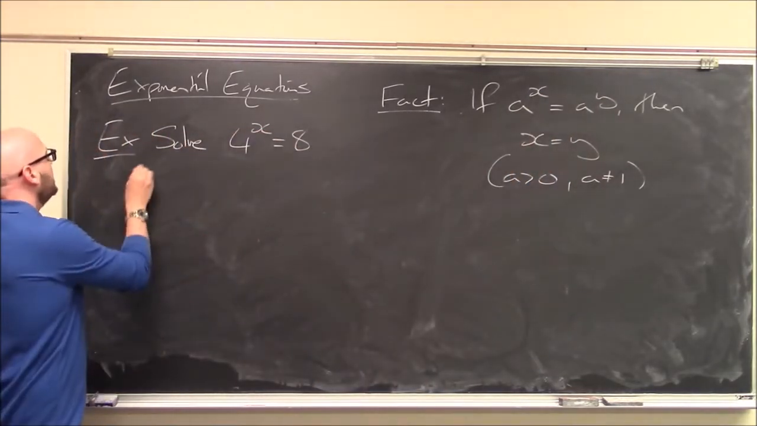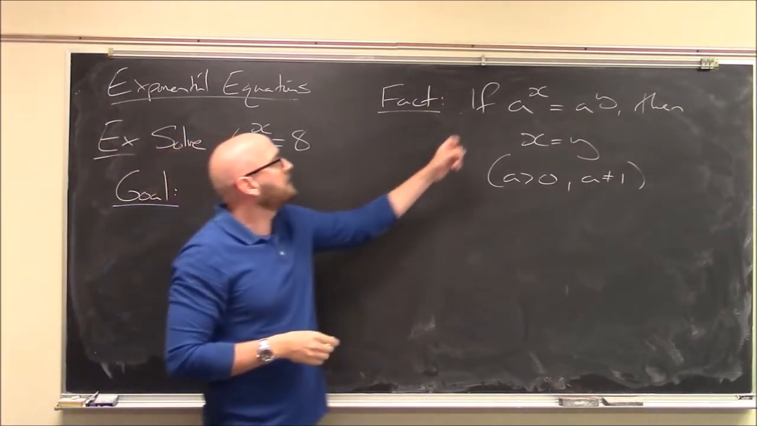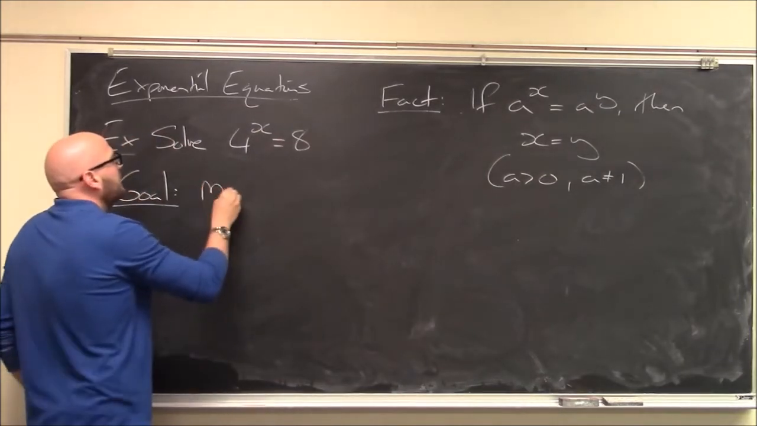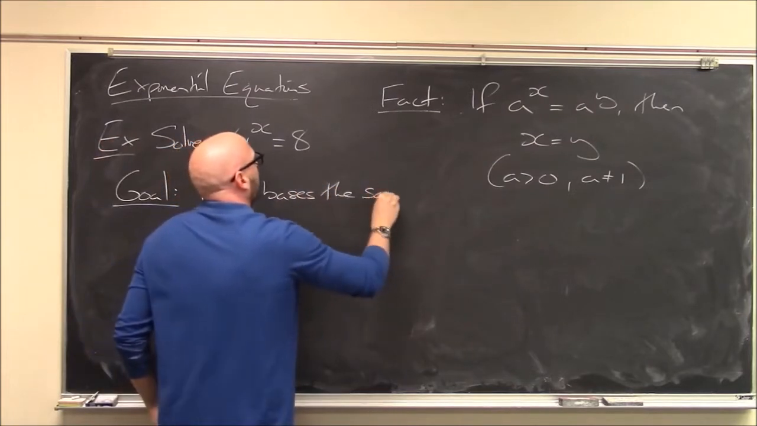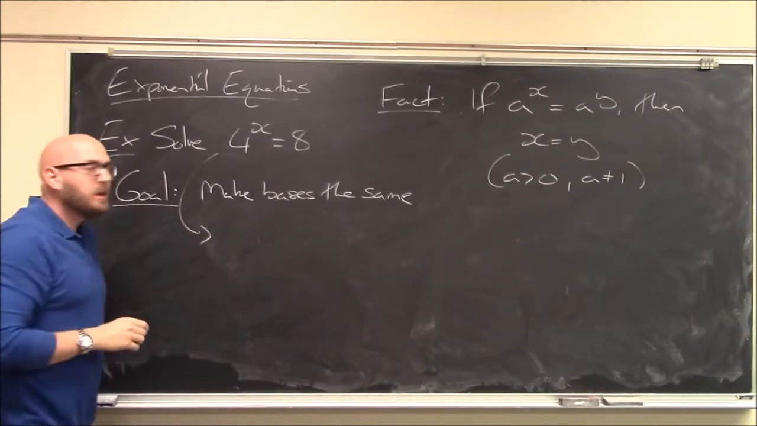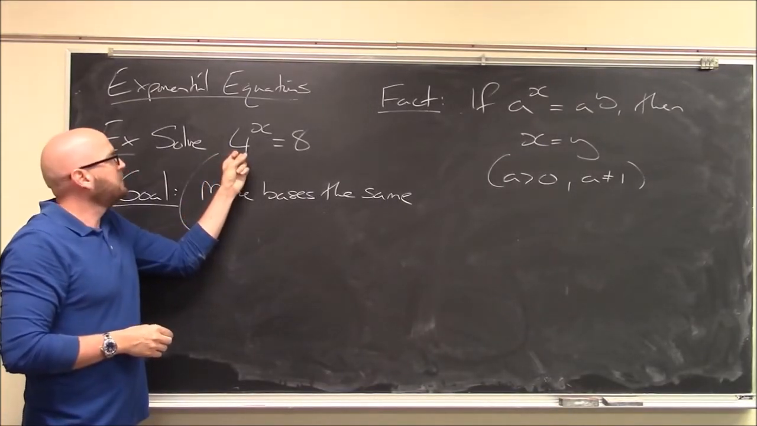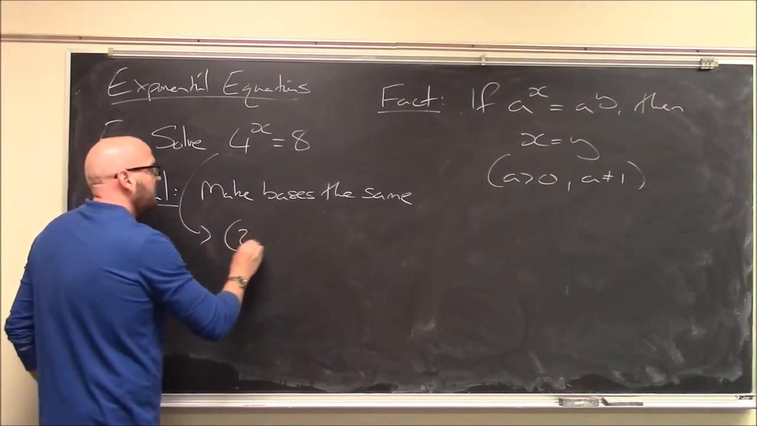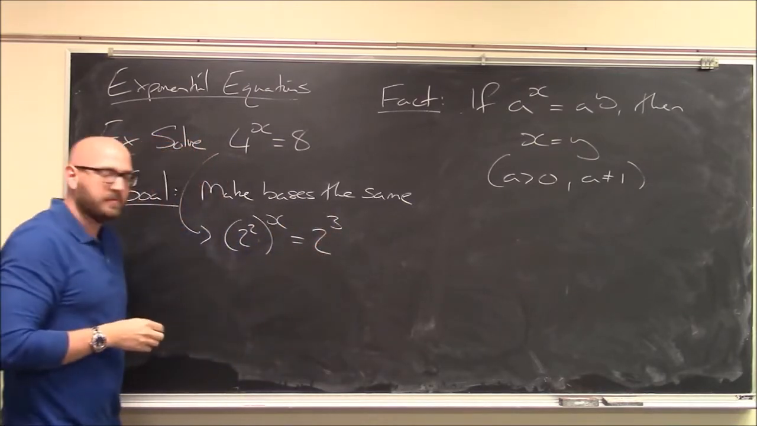So what's my goal over here? Well, my goal is to use that fact, and the fact requires that the bases are the same. So if I'm going to use it, my goal is to make the bases the same. How am I going to do that? Well, I'm going to realize that 4 is actually a power of 2. It's 2 squared, and 8 is also a power of 2. It's 2 cubed. So this is (2^2)^x equals 2^3.